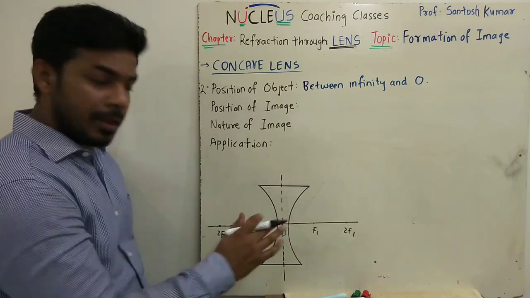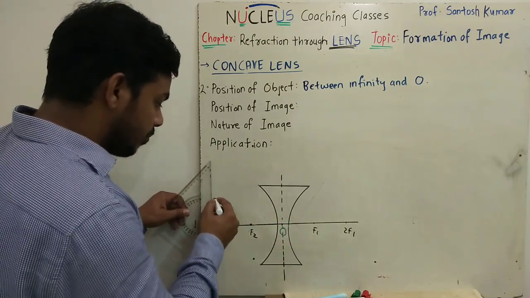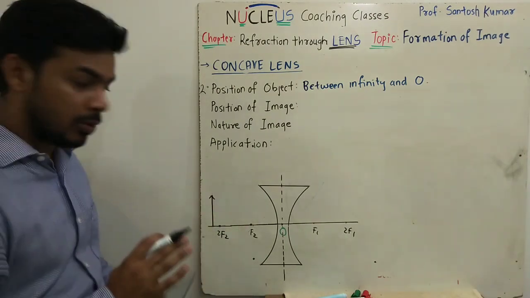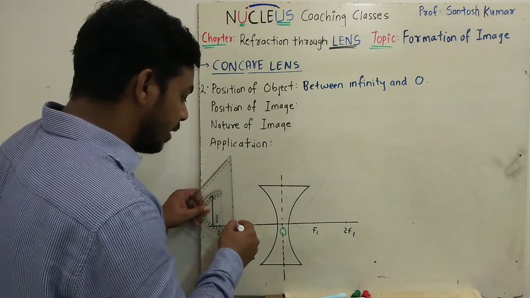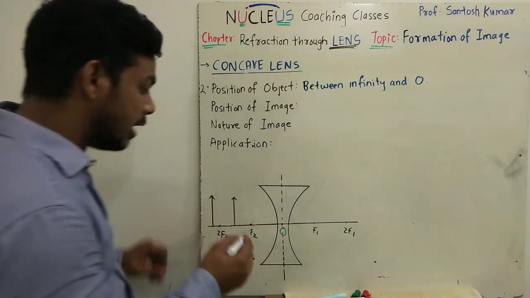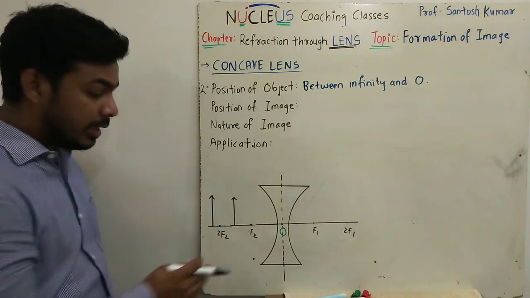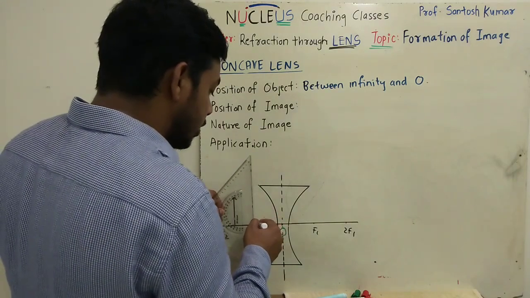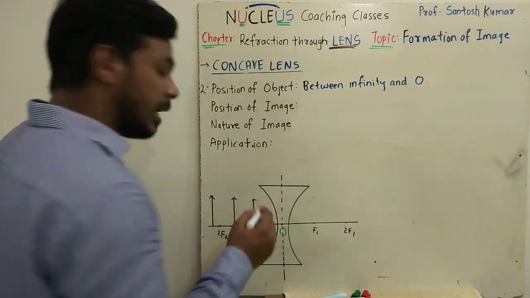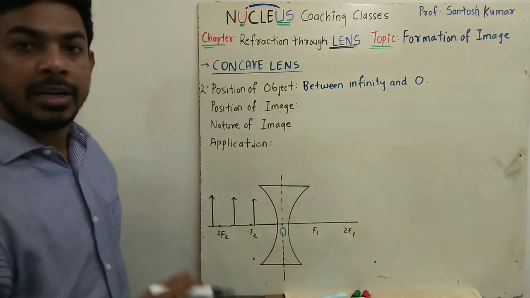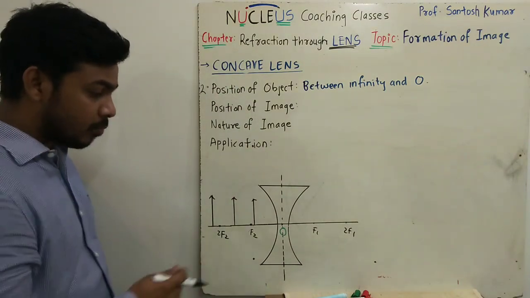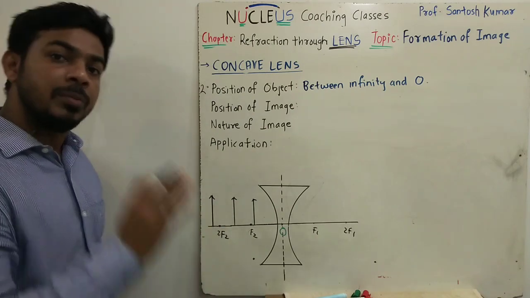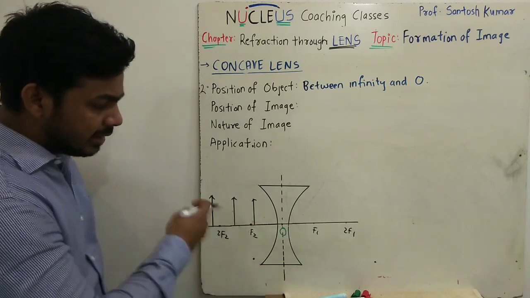So for this position of object between infinity and O in front of a concave lens, you can keep the object anywhere. If you keep the object over here, it will not be considered as object kept beyond 2f2, and even if you keep the object over here, it cannot be considered as the object kept between 2f2 and f2. These are virtual points, so you keep the object anywhere, the situation remains the same. For any object kept between infinity and O, there is only one case. So whether this is the object, this is the object, this is the object, the nature of the image formed will be the same.